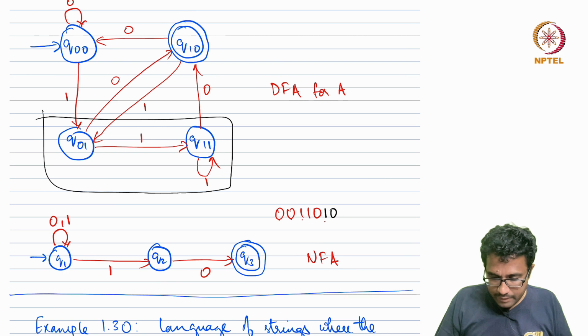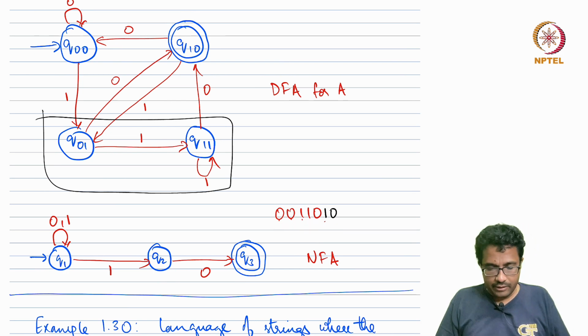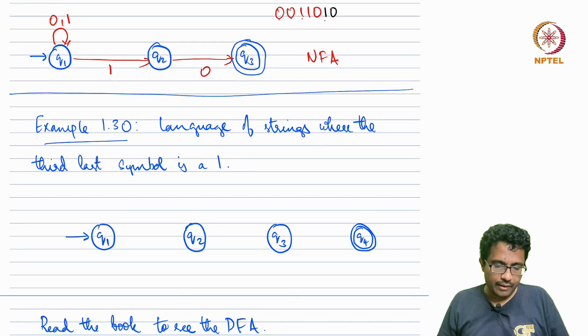So the way to accept this string right now is for all the red symbols you remain at Q1. The sixth symbol 1 you move to Q2, and the last symbol 0 you move to Q3, right? So you see that this is an NFA and this seems to be rather simple, right?